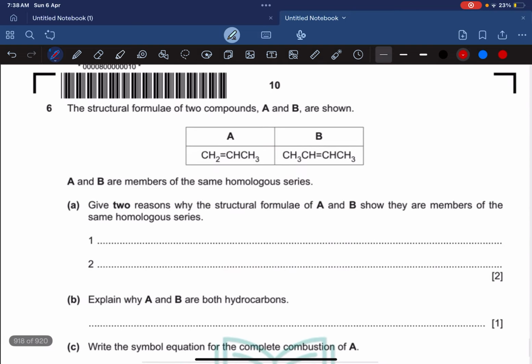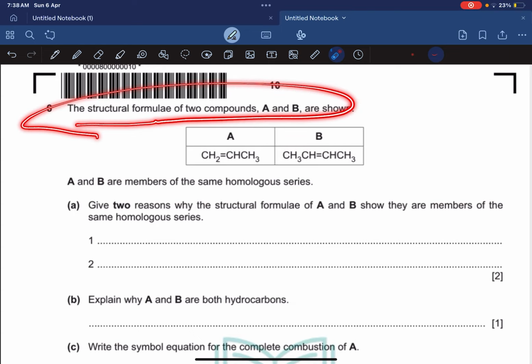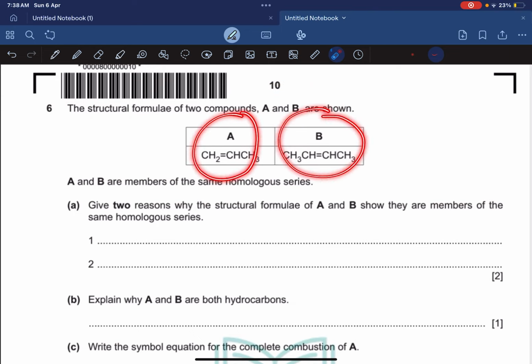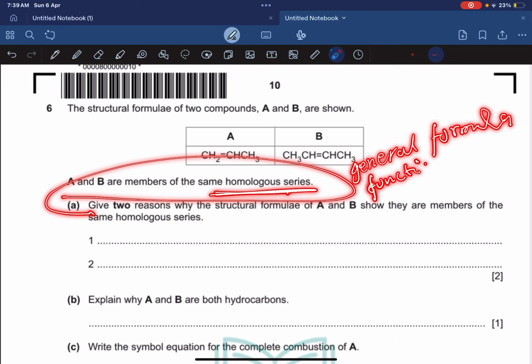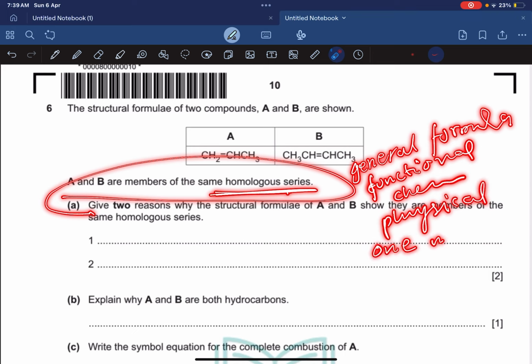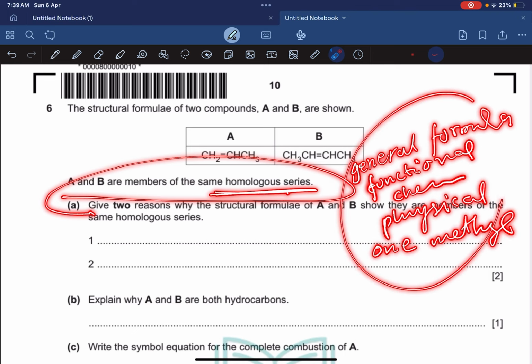ठीक है? Let's move on to this part, which says the structural formulae of two compounds A and B are shown. This is for A, this is for B. A and B are members of the same homologous series, ठीक है? That means that both are going to have the same general formula, ठीक है? अब homologous series अगर same है, are going to have same functional group, similar chemical properties and trends in physical properties, and every member is going to differ by one methyl unit, ठीक है? अब all this what I'm writing, these are the characteristics of a homologous series, ठीक है?